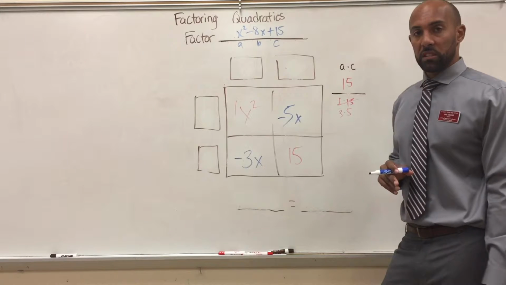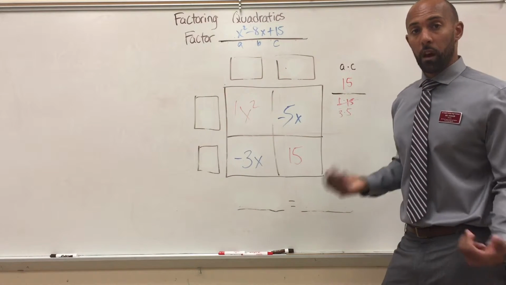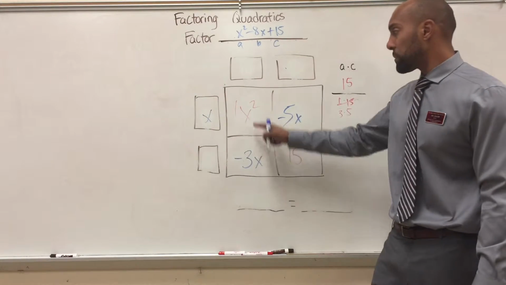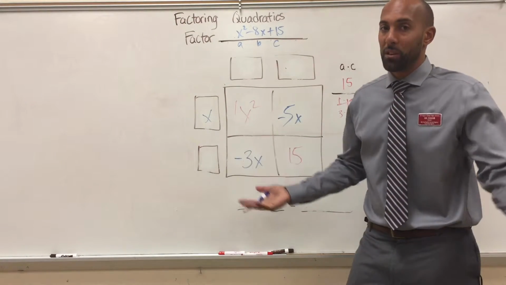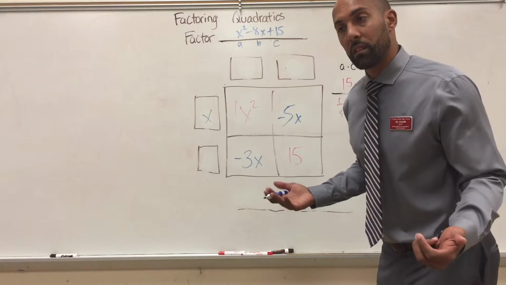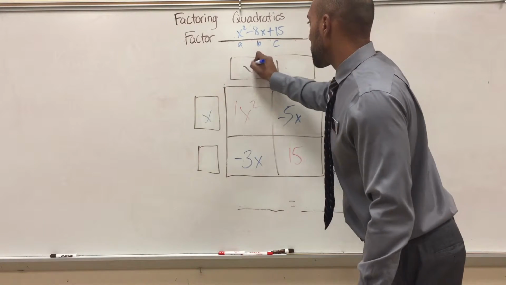1 and -5, GCF, nothing. X squared and x, GCF, common factor, x. They both have x in common. Okay, same thing here. 1 and -3, no GCF. X squared and x, what's the highest, what's the same? What's the common factor? 1x. They both have at least 1x.